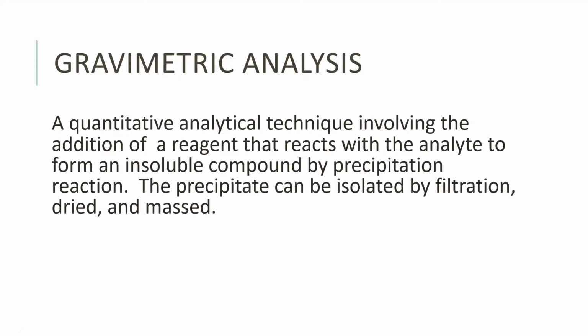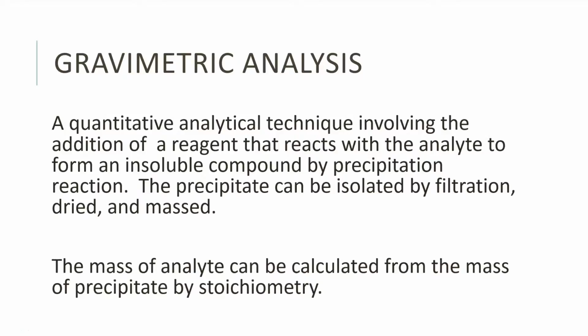Gravimetric analysis. To understand this lab and create a procedure, you must understand gravimetric analysis, which is a quantitative analytical technique involving the addition of a reagent that reacts with an analyte to form an insoluble compound through a precipitate reaction. The created precipitate can be isolated through filtration and be dried and massed. The analyte that reacted with the reagent can have its mass calculated from the mass of the precipitate by stoichiometry.